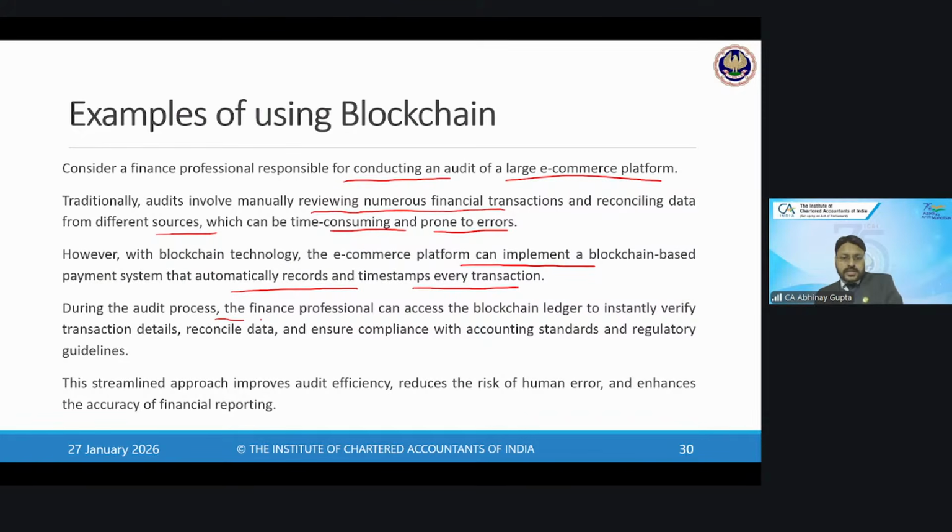During the audit process, the finance professional can access the blockchain ledger to instantly verify the transaction details, reconcile the data, and ensure compliance with the accounting standards and the regulatory guidelines. This streamlined approach improves the audit efficiency, reduces the risk of human error, and enhances the accuracy of the financial reporting, right? So until then, blockchain actually starts picking up in practical life.